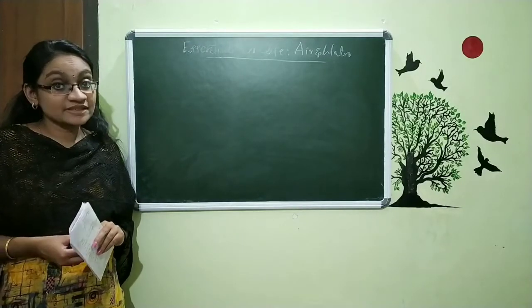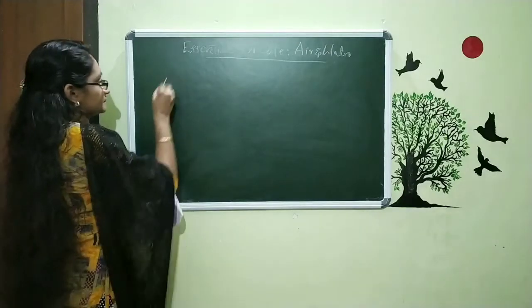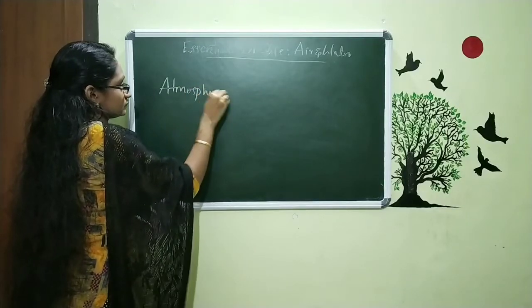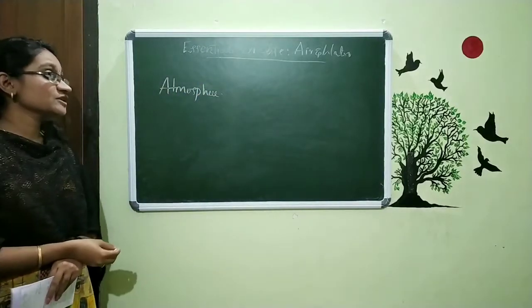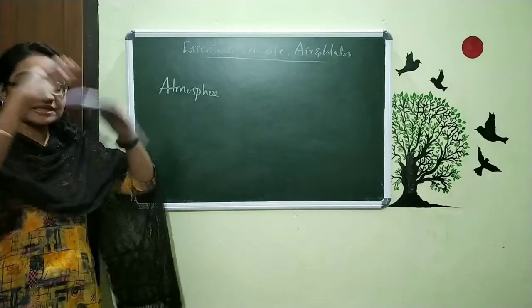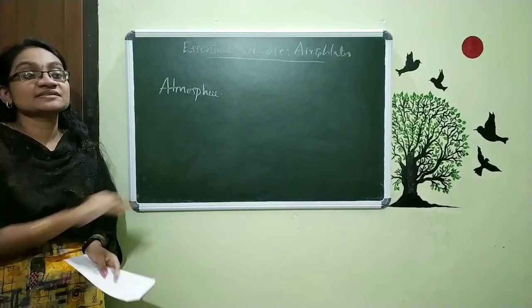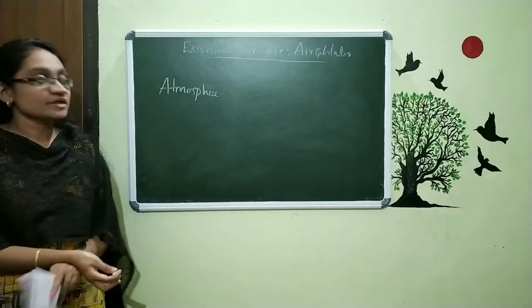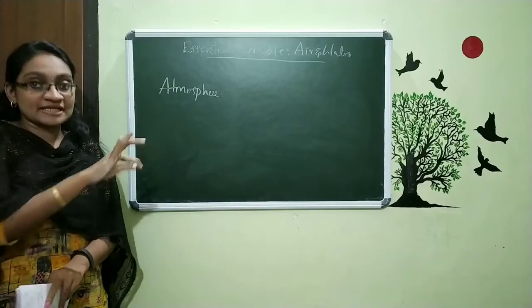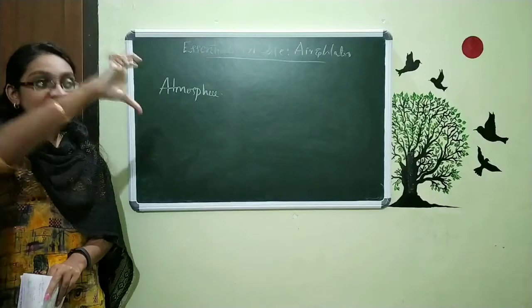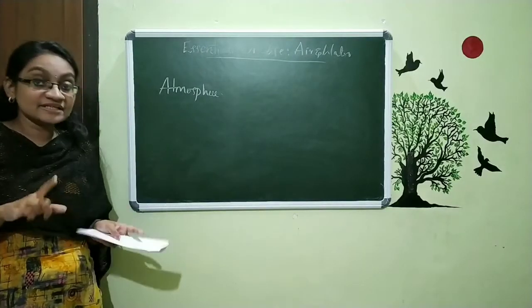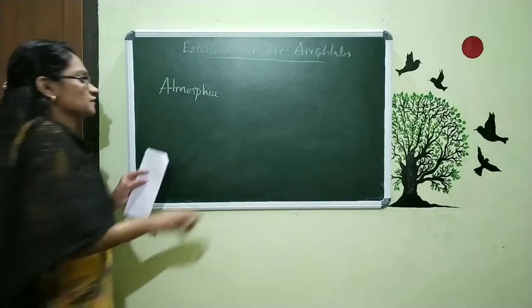In the last class we discussed the atmosphere. What's the definition of atmosphere? The atmosphere is the blanket of air that is around our earth. That means a thick air layer is there around our earth. That is what atmosphere is. Then we discussed the different layers of atmosphere.